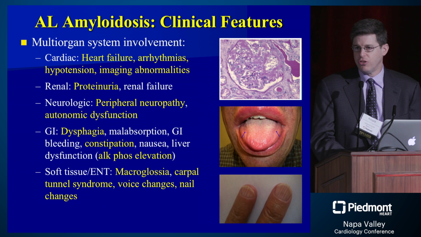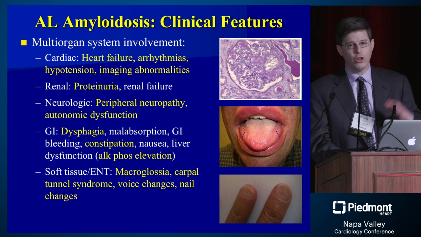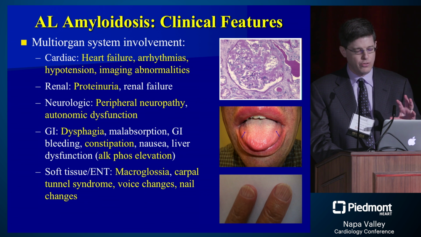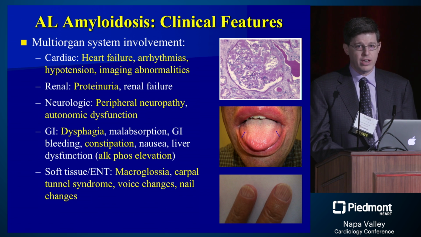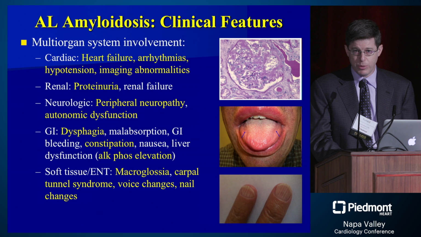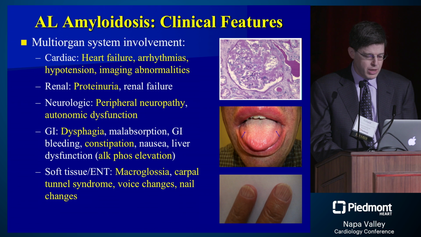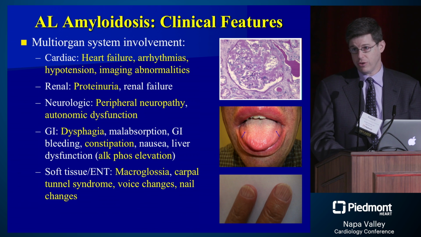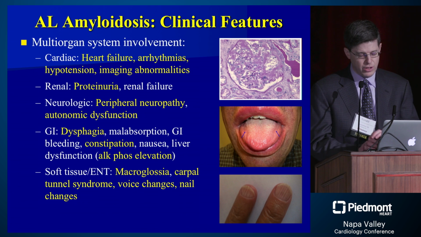And for AL amyloidosis, the key is that it usually involves multiple organs. In a given patient, it doesn't typically involve all of these organs, but it's rare to have it only really involving one. So we'll talk more about the heart in a moment, but in terms of the other common sites of involvement, the kidneys are common and will mainly be manifested by proteinuria. Neurologic involvement is common, causing either peripheral or autonomic dysfunction. Dysphagia is common from esophageal involvement, constipation from colonic involvement, alkaline phosphatase elevation from liver involvement. And then big tongue, macroglossia, you can see a picture in the middle there of a patient with that. Carpal tunnel syndrome because of deposition in the carpal tunnel areas itself.